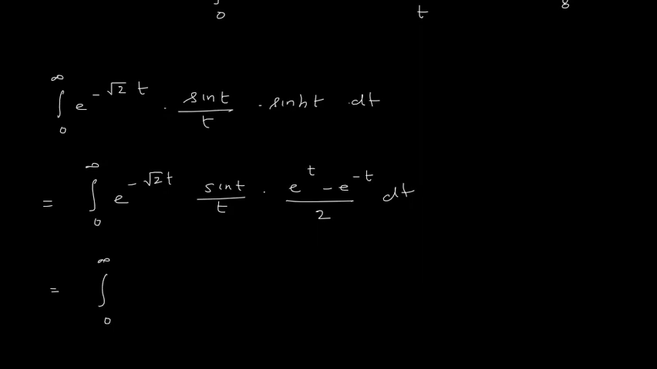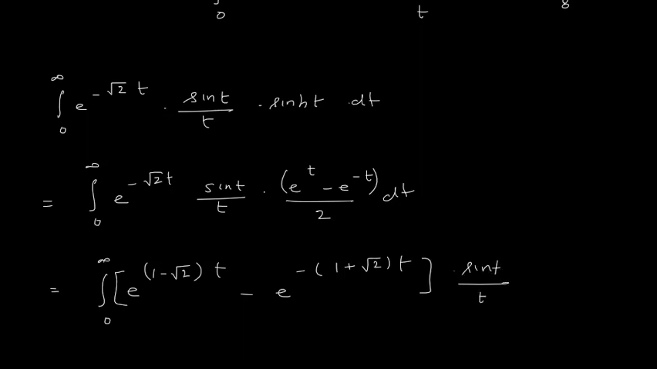Okay, so this we can say is equal to the integral from 0 to infinity. Now this e power t and this e power minus root 2 t, we will club it and we will get e power, in multiplication the powers will add, so it is 1 minus root 2 times t, minus e power, here we have minus, we will take out 1 plus root 2 times t, into sin t upon t into dt.